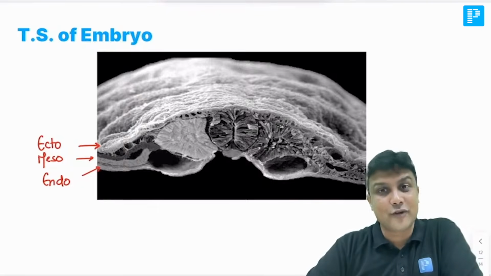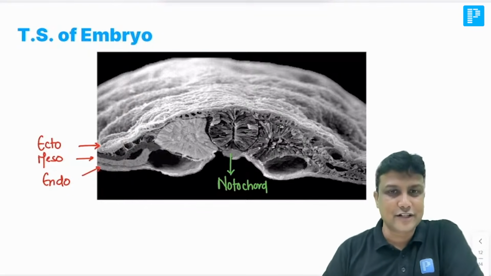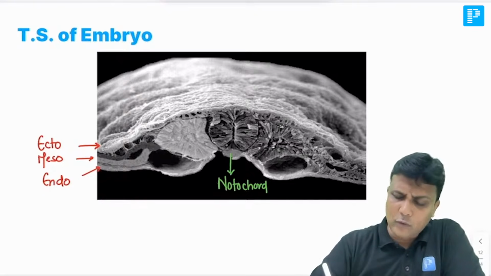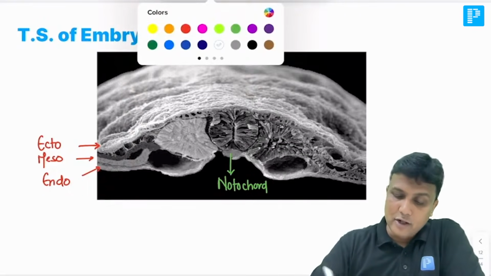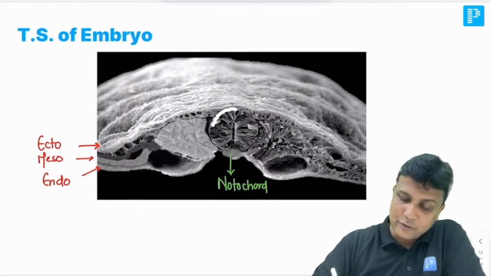Sir, how can you say it is a transverse section? You can very clearly see the notochord here. In transverse section, there is a notochord visible. Now, if that is a notochord here, what is that tube-like structure above the notochord, my dear friend? What is this structure? So remember, that is actually the neural tube.